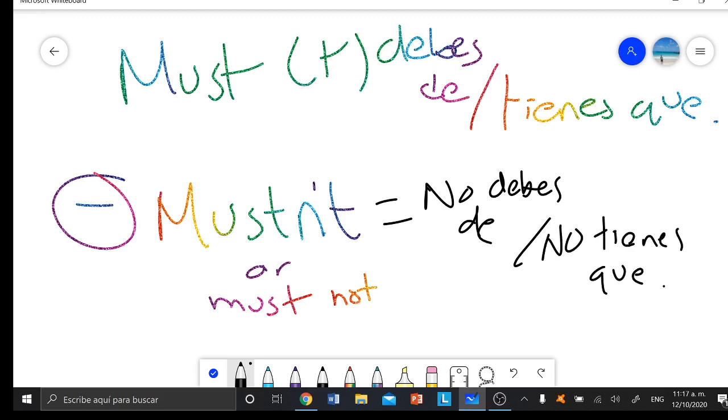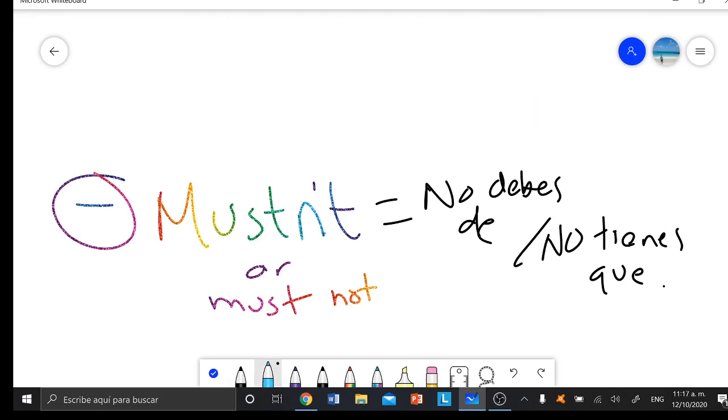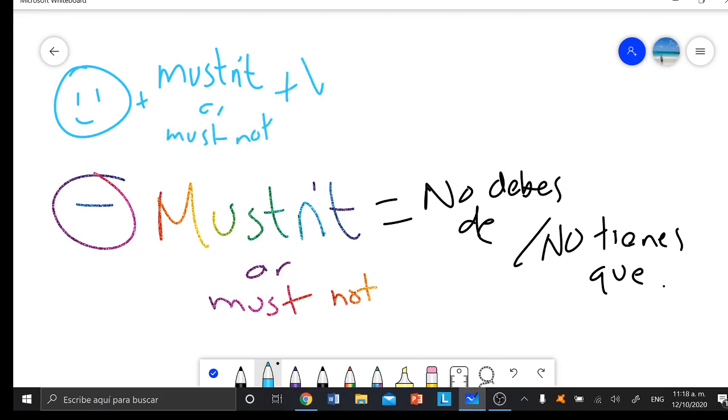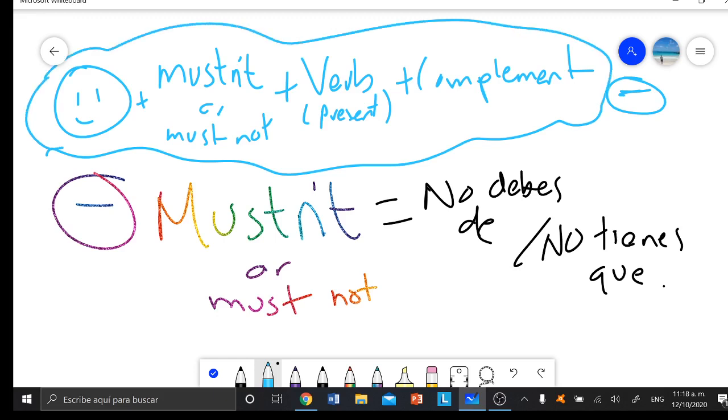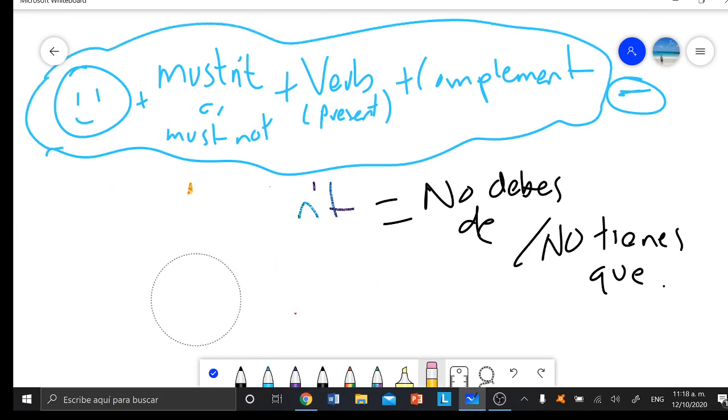Yes. An example will be like this. Un ejemplo sería así. Primero, I'm going to write the structure. It's exactly the same. Subject, and then we write mustn't or must not. And then again, verb present. And then complement. Incluye todo el complemento que queramos. And this one is the structure for the negative form, which is mustn't. Okay?